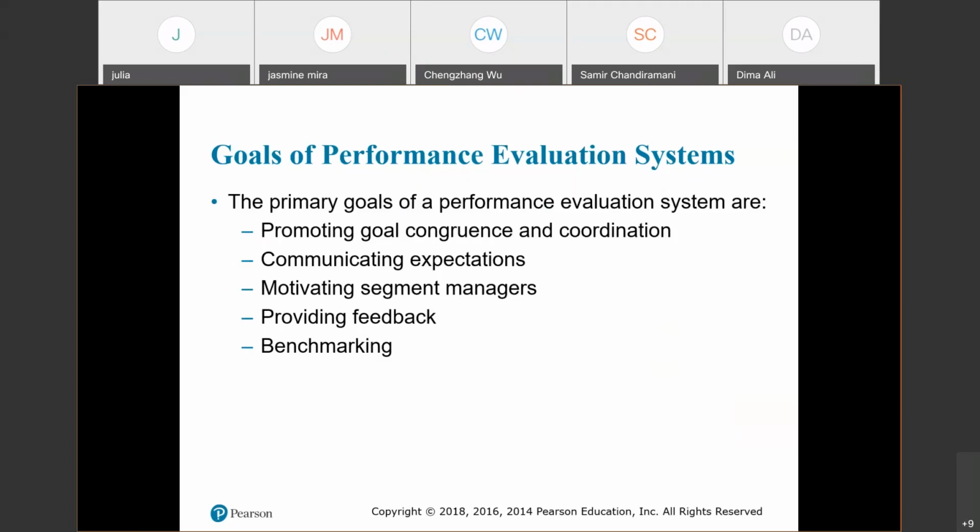Well, as I previously mentioned, decentralization increases the difficulty of achieving goal congruence because segment managers may not always make decisions consistent with the overall goals. A company will be able to achieve its goals only if each unit moves in a synchronized fashion towards the overall company goals. The performance evaluation system should provide incentives for coordinating the subunits' activities and direct them towards achieving the overall company goals.